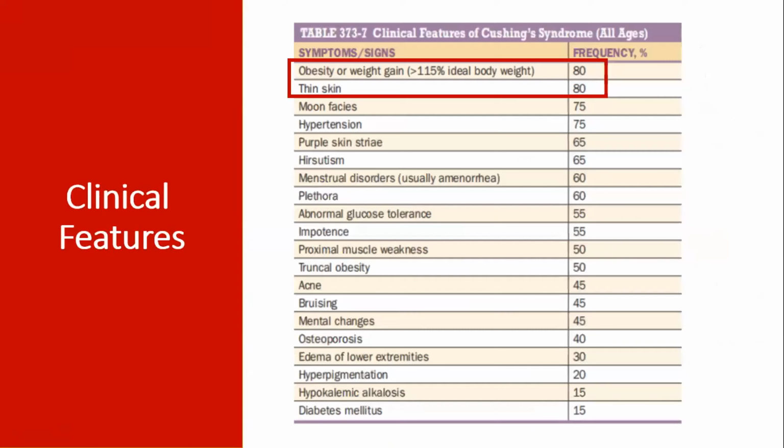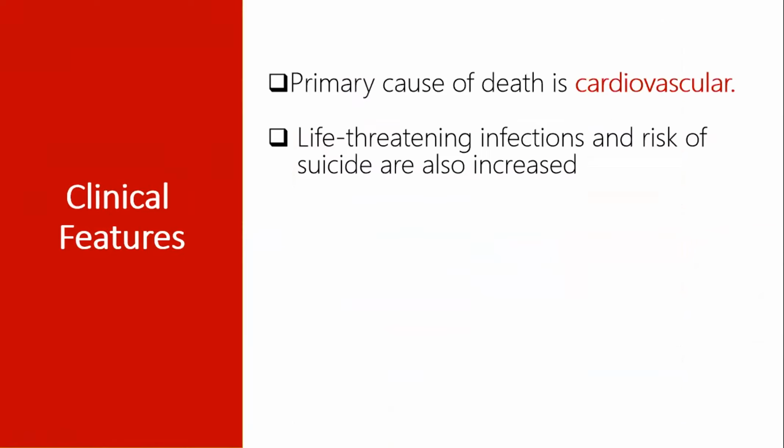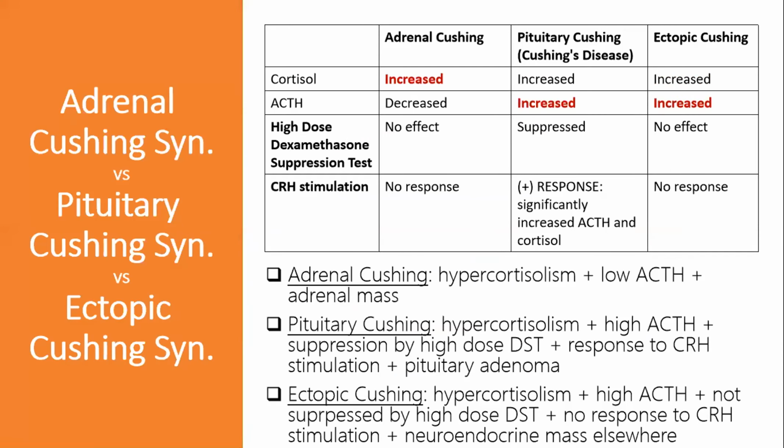So the most common clinical sign of Cushing syndrome is obesity or weight gain and thin skin, with an overall frequency of 80%. The primary cause of death is cardiovascular in Cushing syndrome, and life-threatening infections and risk of suicide are also increased.